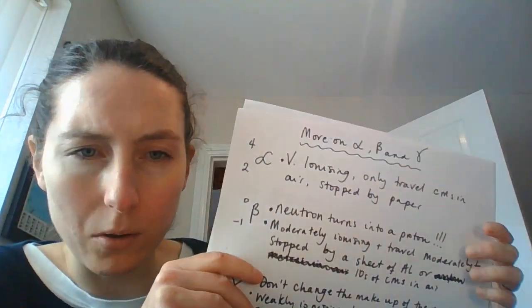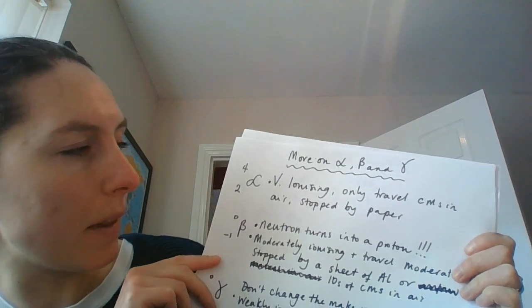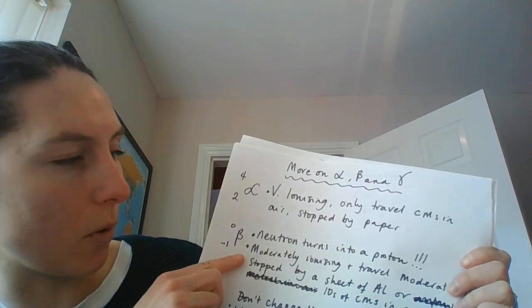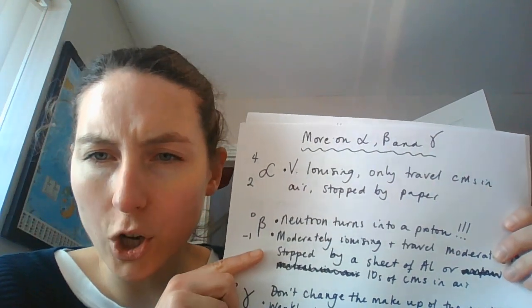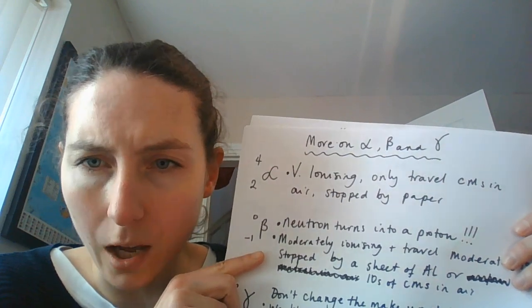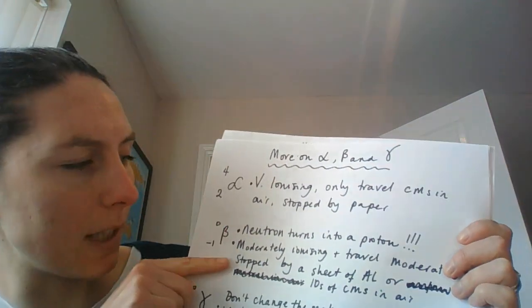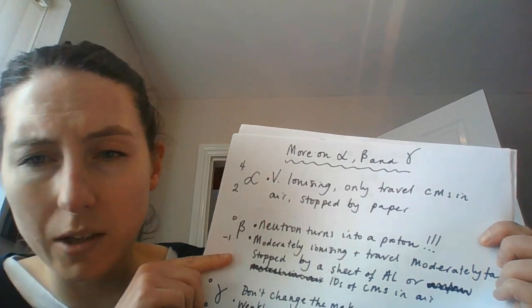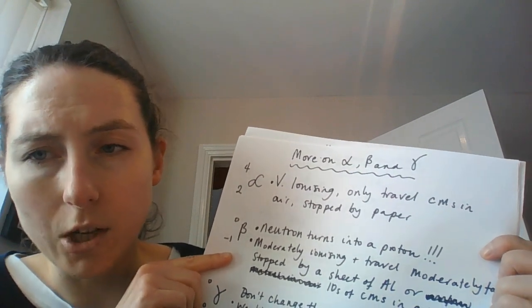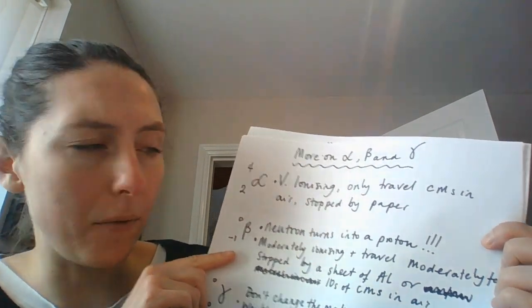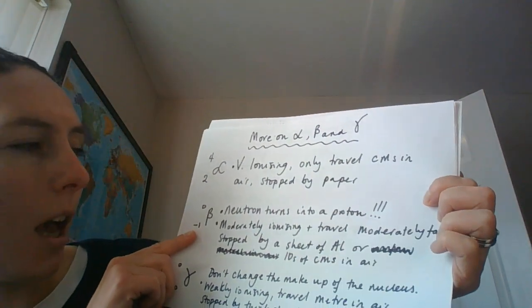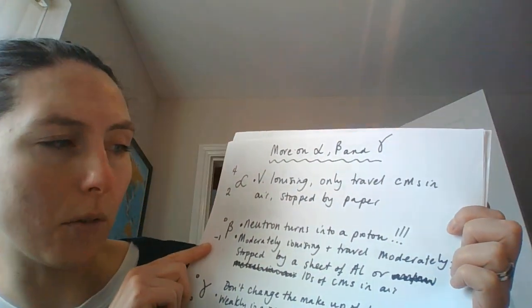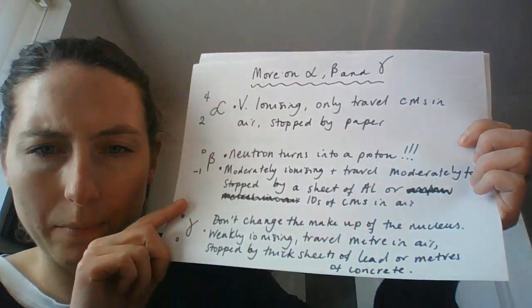Your beta particles, as I've said, this is when a neutron turns into a proton. They still have a charge, they're -1, so they are still ionizing. In the scheme of things, we say that they're moderately ionizing, and so they travel moderately far as well. So their charge is less, they get to travel a bit further before they make some kind of interaction. They're stopped by a sheet of aluminium or tens of centimetres of air.